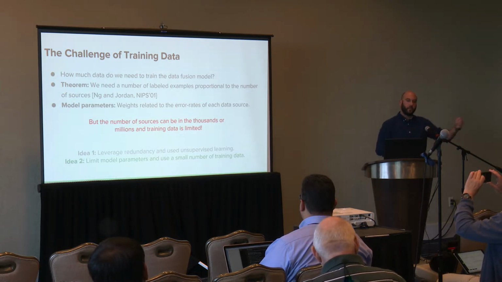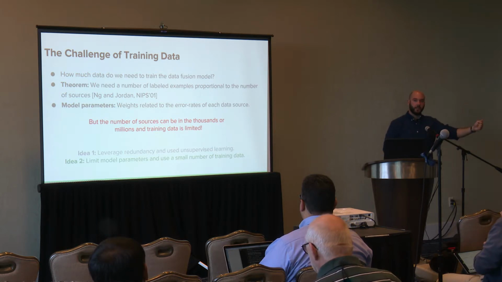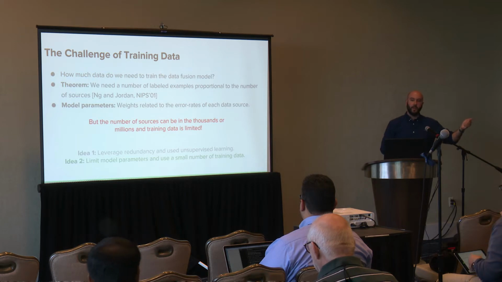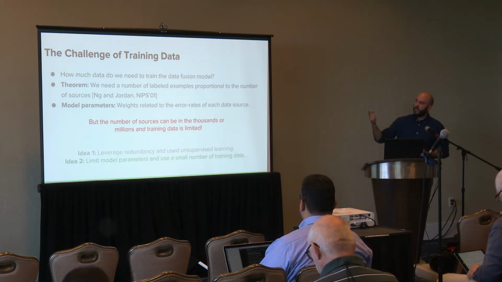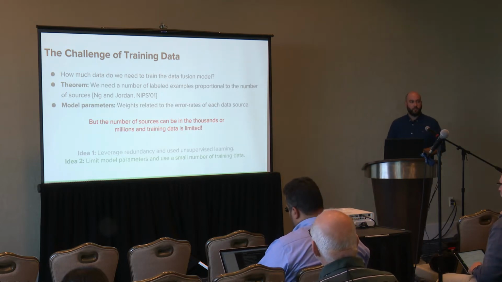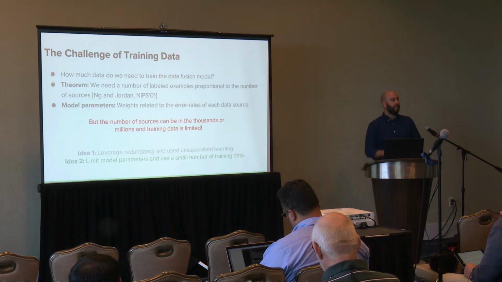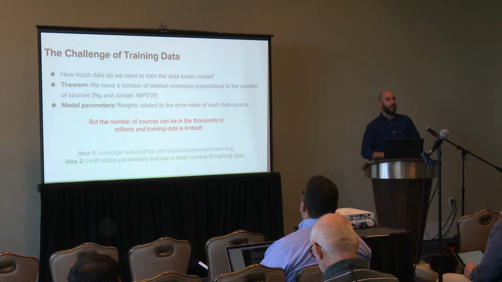So one direction we saw is, okay, I'm going to rely on redundancy and not use any training data, so I'm going to be in an unsupervised setup. The other idea is, okay, that theorem tells me that my training examples should be proportional to the number of informative features. Let's reduce the number of features. How can we do that?